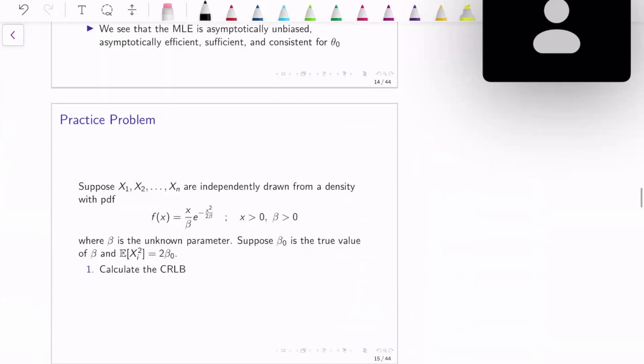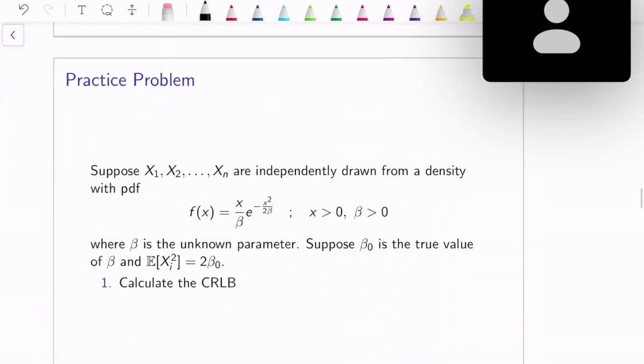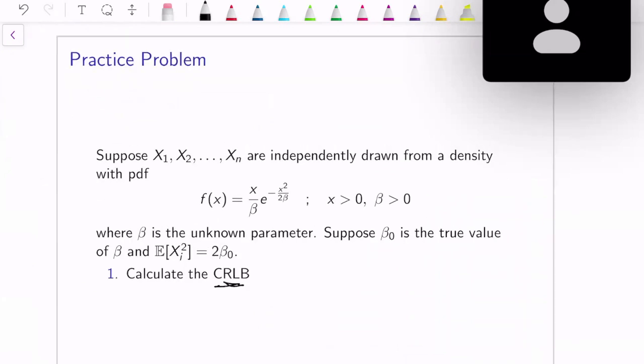So I'll just give you guys 2 minutes to do this. This is the same density that I gave earlier when you guys did the sufficient statistic and showed the expectation of the score goes to 0. So now this time you're just asked to calculate the Cramér-Rao lower bound.